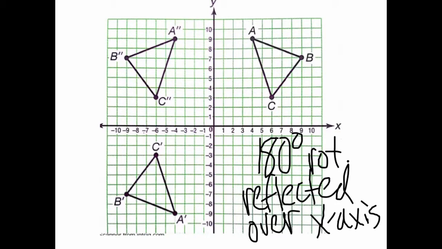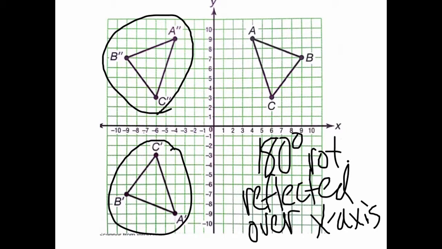I also see that this triangle, A double prime, B double prime, C double prime, is a direct reflection of A prime, B prime, C prime. It's just as if I flipped it. All right, let's go into another example.